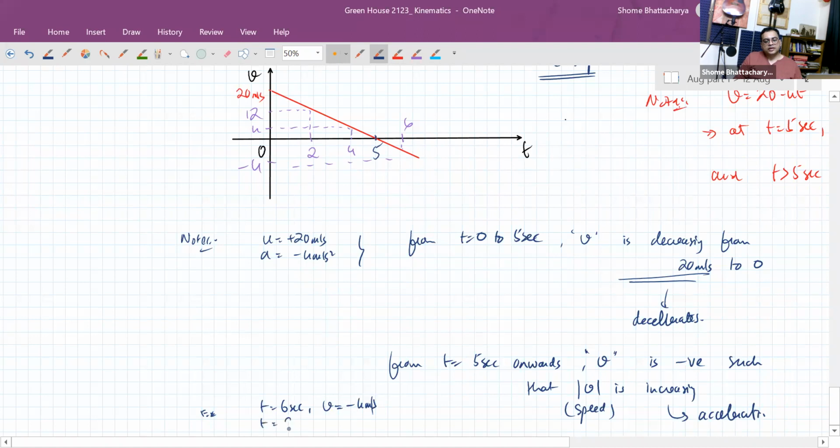At t equal to 8 seconds, for example, if you calculate, the velocity would have become minus 12. At t equal to 10 seconds, if you calculate, the velocity has become minus 20 meters per second. So the speed is increasing. So again, it is accelerating actually. This part of the motion, again, it is accelerating.